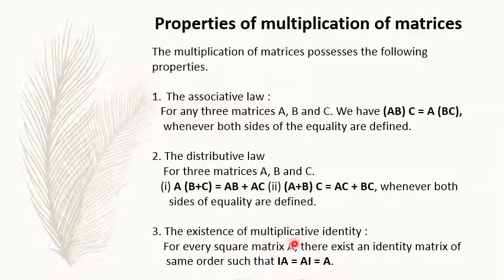The existence of multiplicative identity. For every square matrix A, there exists an identity matrix I of the same order such that IA is the same as AI, which gives the same matrix A.